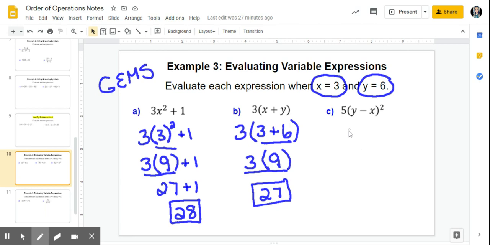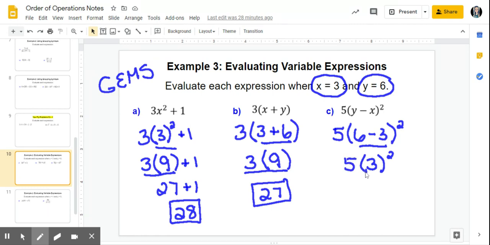Let's take a look at another one. So let's rewrite the problem. Take out the y, plug in 6, minus, take out the x, plug in 3. Don't forget my exponent. Okay, let's solve. G for grouping symbols. Yes, I have a grouping symbol. 6 minus 3 gives me 3. Bring down the exponent and bring down the 5.